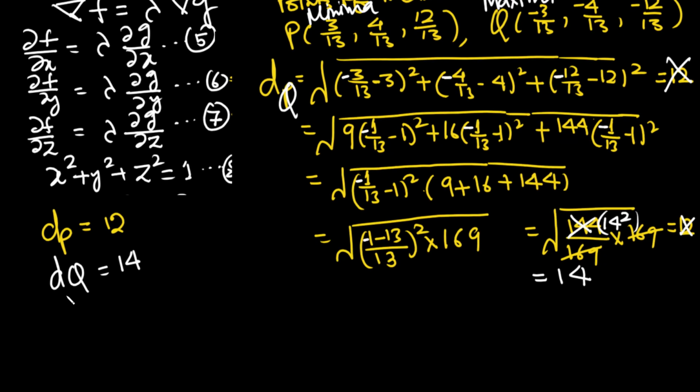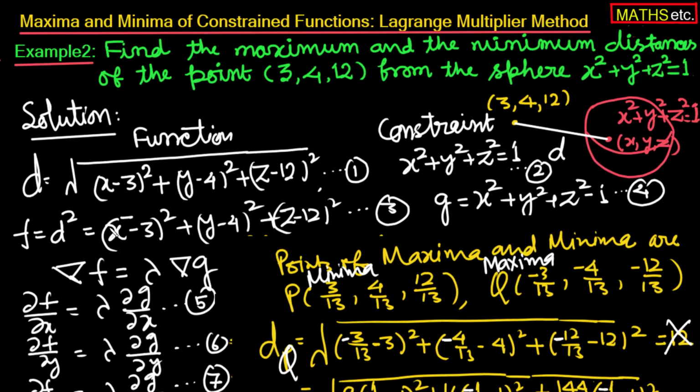So the maximum distance of the given point 3, 4, 12 from the sphere is 14, and the minimum distance is 12. The maximum distance occurs at point Q, and the minimum distance occurs at point P.